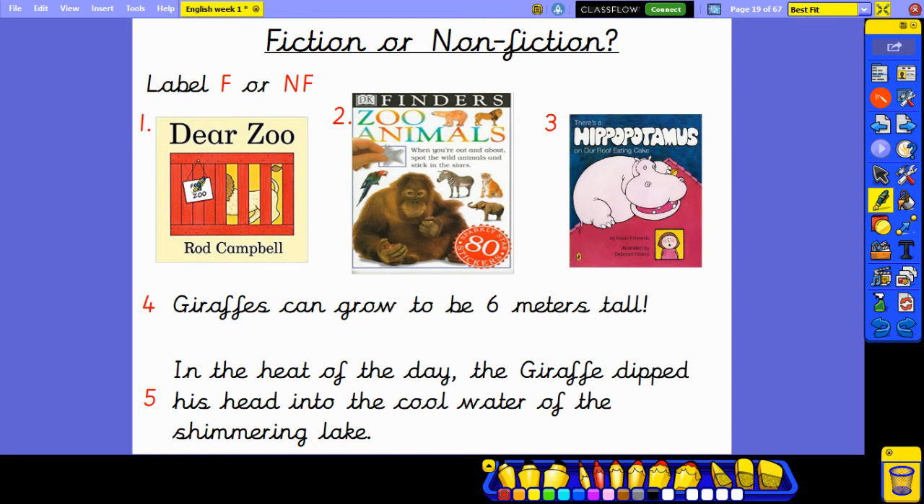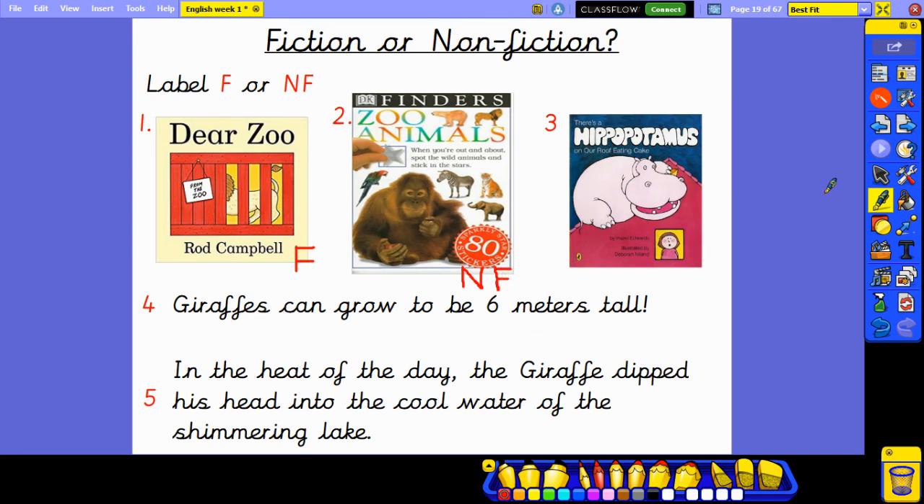Number 1, the book Dear Zoo is a fiction text. It's got some great pictures on it. Somebody has made up this story. Number 1 is an F for fiction. Number 2, here are some photographs of animals, and it's called Zoo Animals. This is a non-fiction information text. It's going to tell you all about zoo animals.